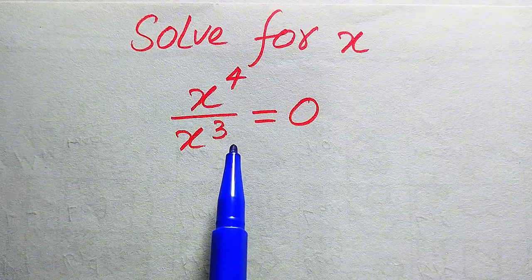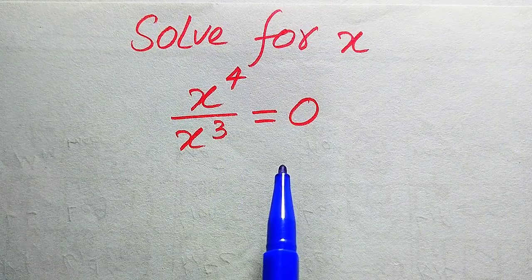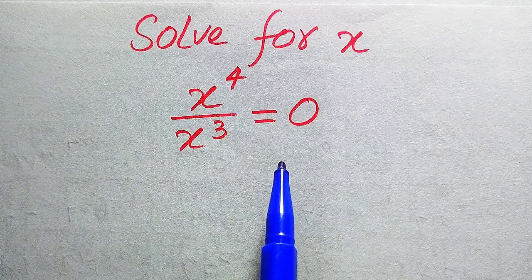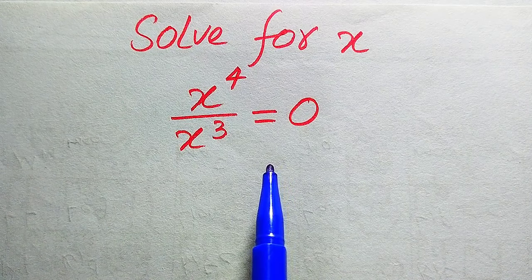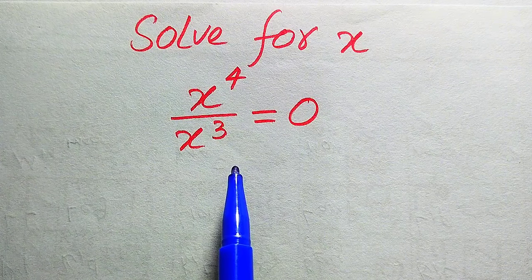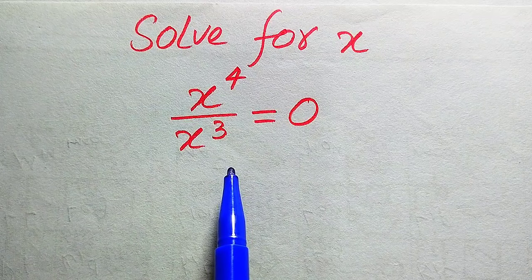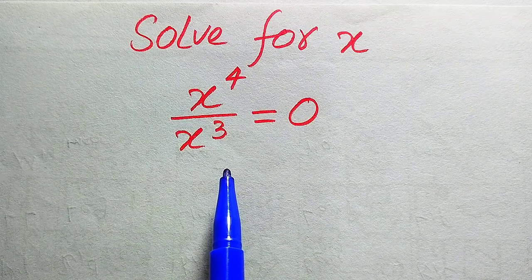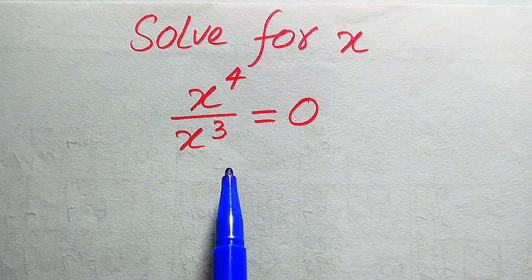Here you see that we have x to the power of 4 divided by x cubed, and this whole equation is equal to 0. First we find all the roots of this equation, and at the last we will verify which of the roots are solutions and which of the roots are extraneous roots. And also at the last I will explain the difference between a solution and an extraneous root. So please watch this video to the end.